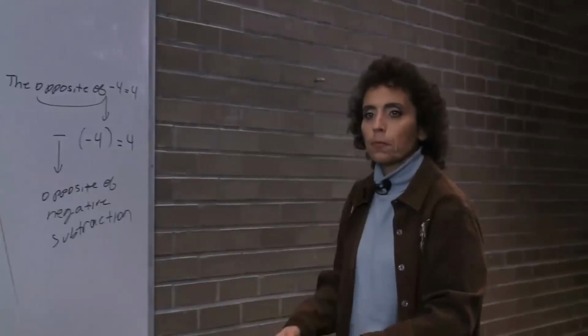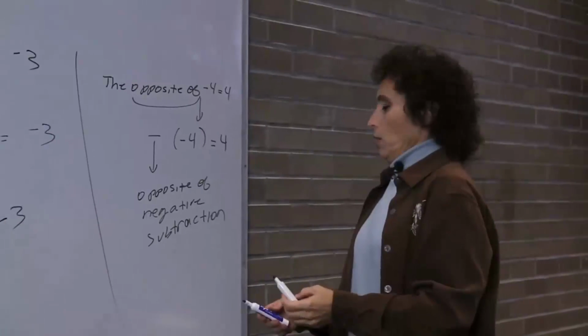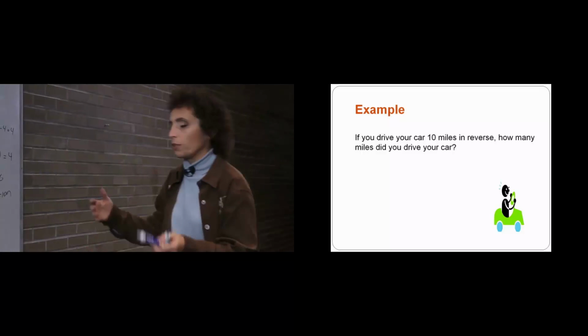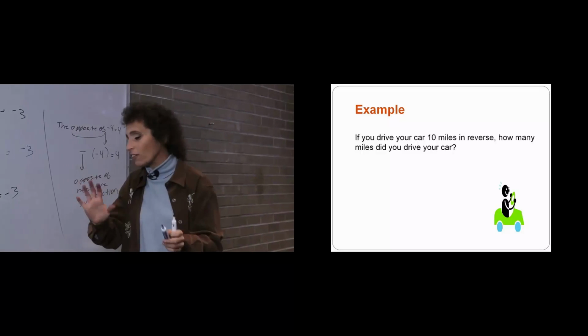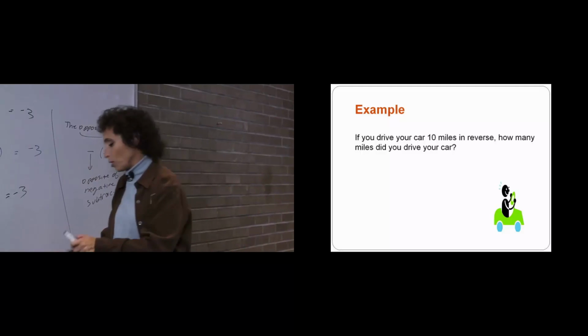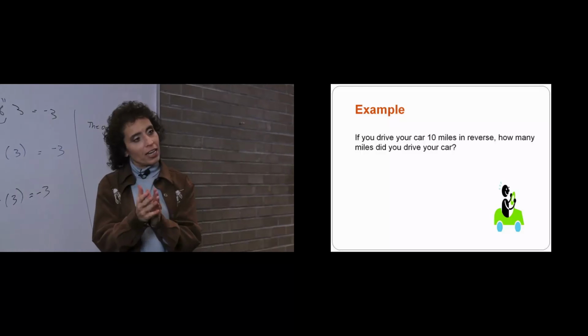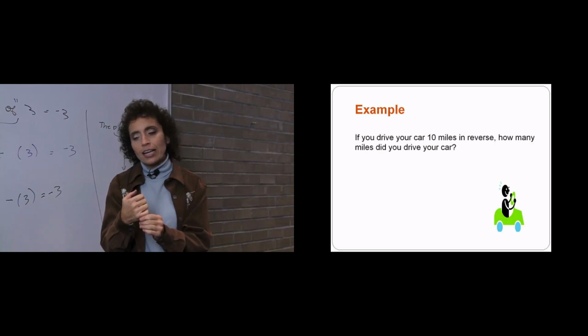Okay, so let's take a look at this next example. Let's say I drive 10 miles in reverse. And by the way, if I'm driving 10 miles in reverse, you better get off the road because I don't really drive very well forwards. I have to tell you this story once. This happened. It's a true story. I'm in my driveway, and I'm driving out of my driveway, and I back up, and I hit the car right in my driveway. Okay?